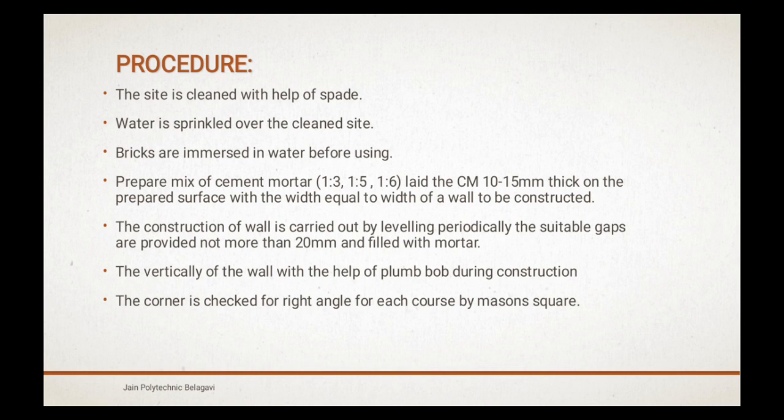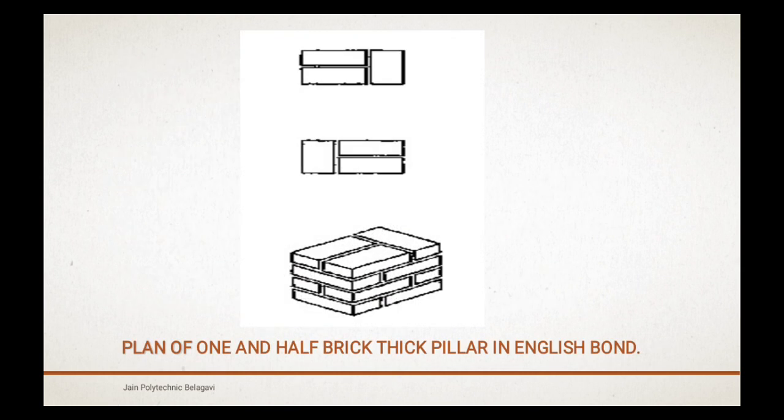The construction of the wall is carried out by leveling. Periodically, suitable gaps not more than 20 mm are provided and filled with mortar. The verticality of the wall is checked with the help of a plumb bob during construction. The corner is checked for a right angle for each course by mason square. Plan of 1.5 brick thick pillar in English bond.